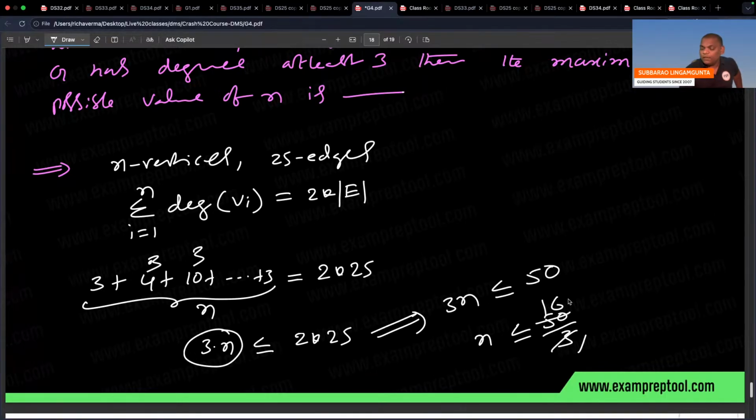3, 6, 18, afterwards 2 there, right? Again 3, 6, 18, something like that. So n value is less than or equal to 16.6. Either 16.6 or less, you cannot take more.